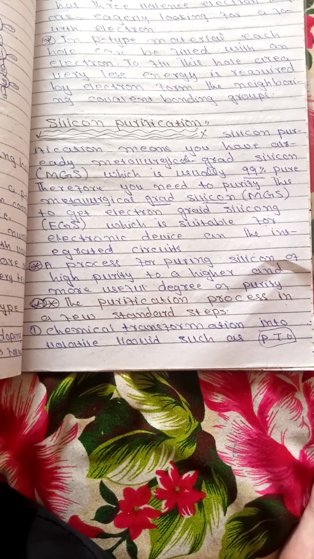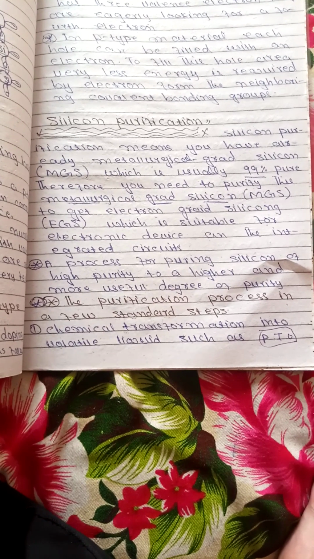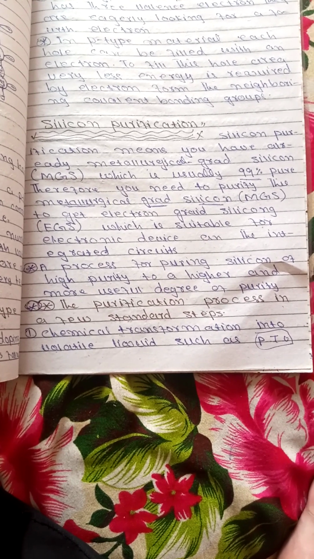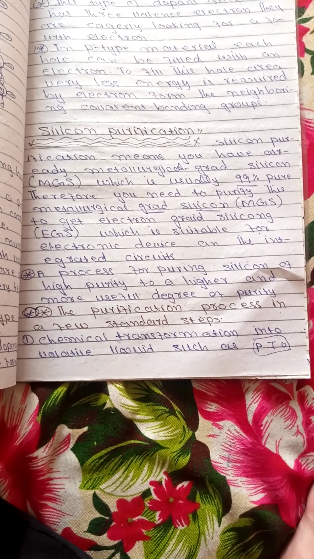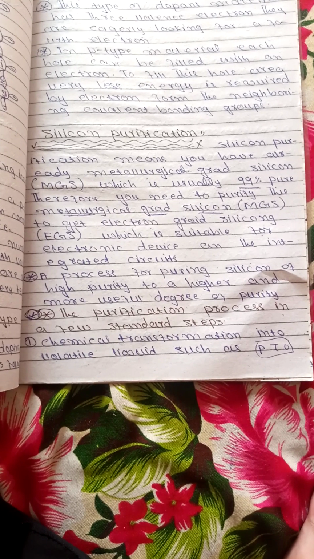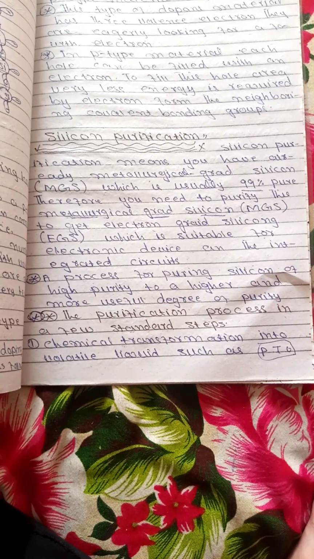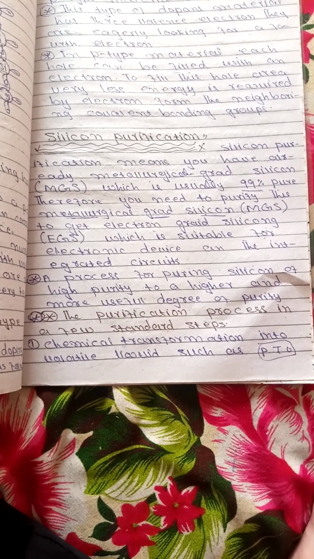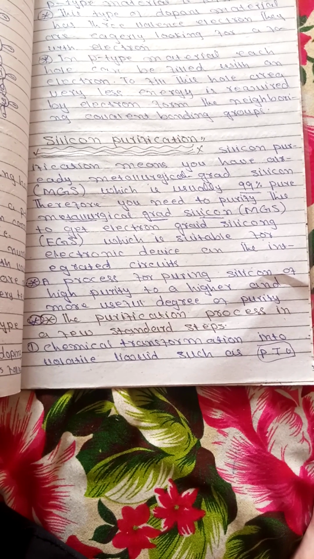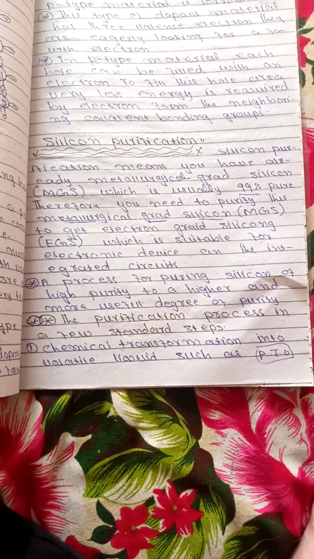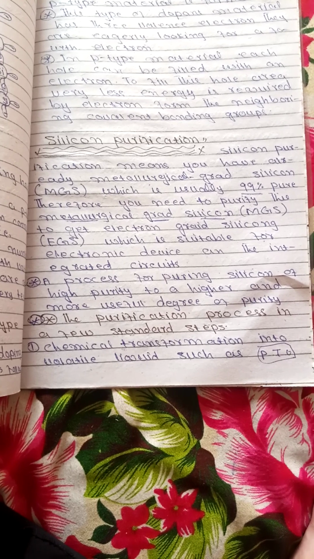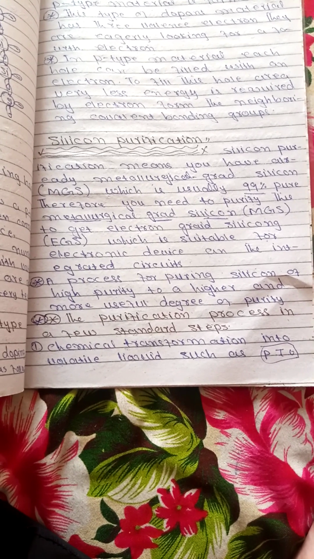Next आता है purification of silicon. Silicon purification means you start with metallurgical grade silicon, which is usually 99% pure. Therefore, you need to purify this metallurgical grade silicon to get electronic grade silicon, which is suitable for electronic devices in integrated circuits. It is a process of turning silicon of high purity into a higher and more useful degree of purity. The purification process has a few standard steps.